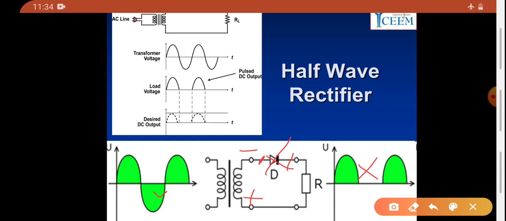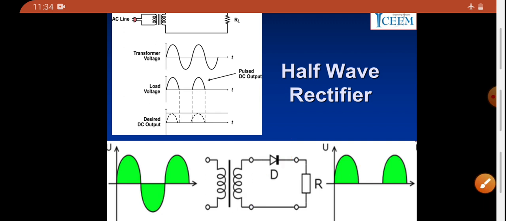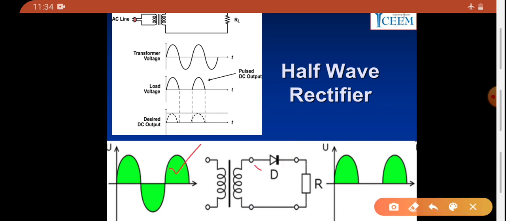Again the cycle is repeating. Positive half cycle, the diode will be in on condition. For this next positive half cycle, the diode will be on, and you are getting this positive half cycle. So when we are applying a full cycle of the AC input signal, you are getting only positive half cycles in the output, only half of the input. That's why this circuit is called a half wave rectifier.